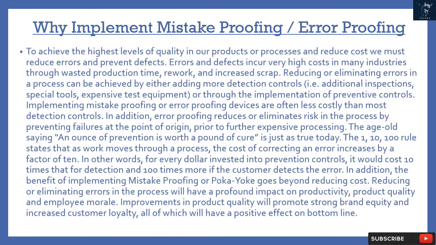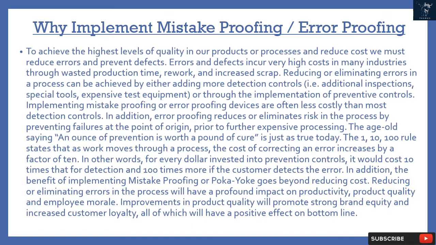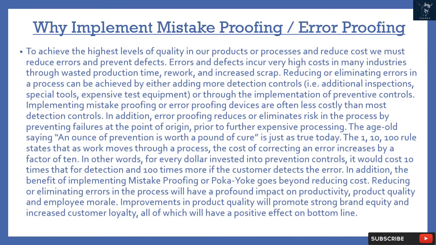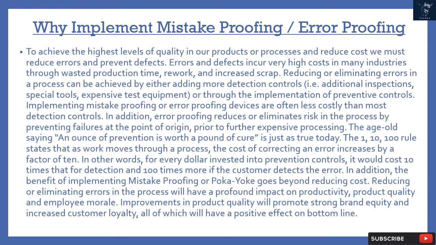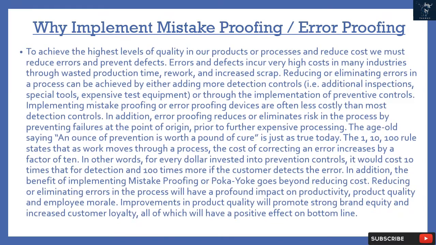In addition, error-proofing reduces or eliminates risk in the process by preventing failures at the point of origin, prior to further expensive processing. The age-old saying, "An ounce of prevention is worth a pound of cure," is just as true today. The 1-10-100 rule states that as work moves through a process, the cost of correcting an error increases by a factor of 10. In other words, for every dollar invested into prevention controls, it would cost 10 times that for detection and 100 times more if a customer detects the error.